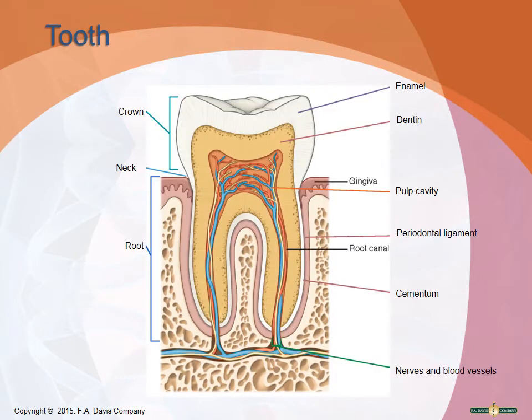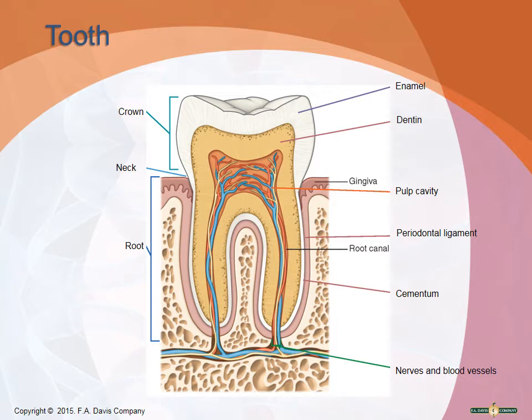All right, so let's look at the structure of the tooth. If you look at the top, starting with the crown, like the crown on your head, that is made up of enamel, which is a very, very hard substance. The enamel covers dentin. Dentin, as you can see, is a large area of the tooth.